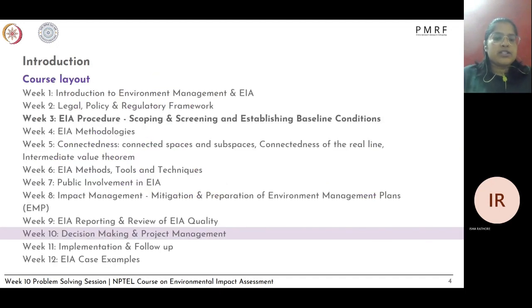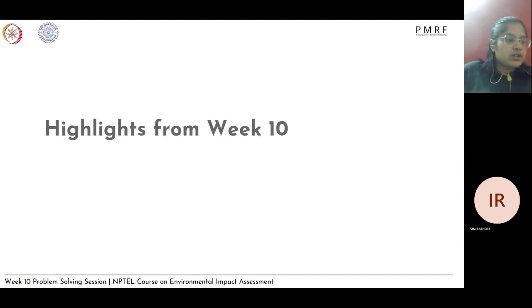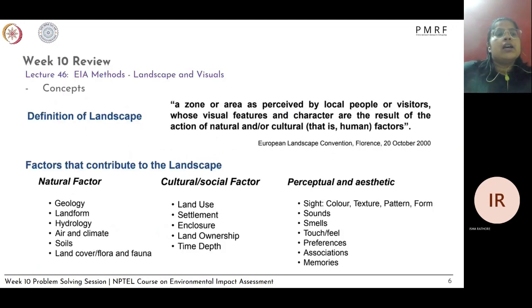So week 10 was about decision making and project management. And now we're going to dive into the highlights from week 10. So lecture 46 talked about EIA methods for landscape and visuals. So here we looked at the concepts and definitions relating to landscape and visuals.